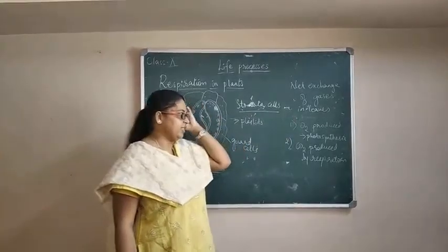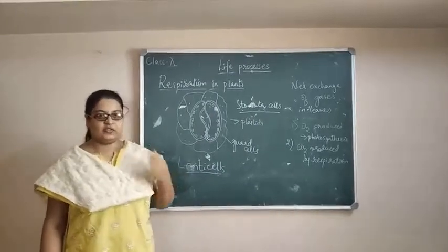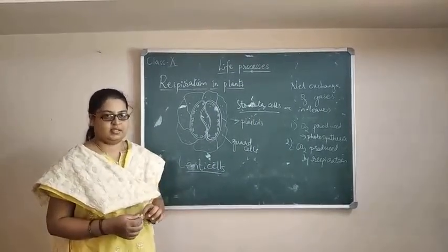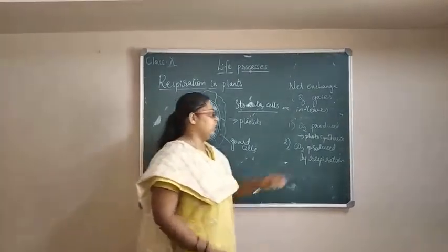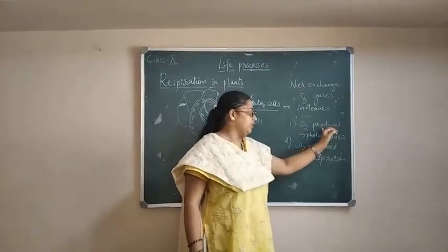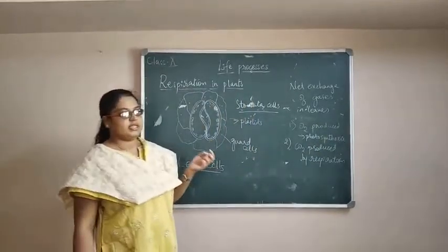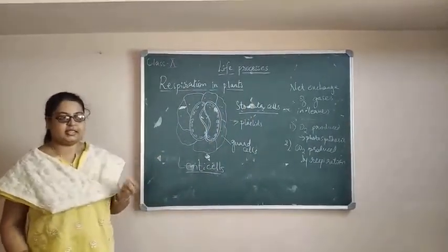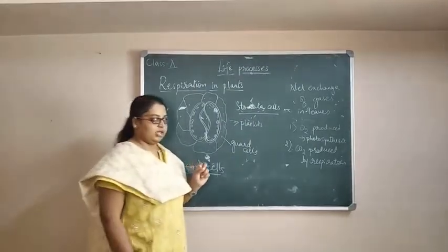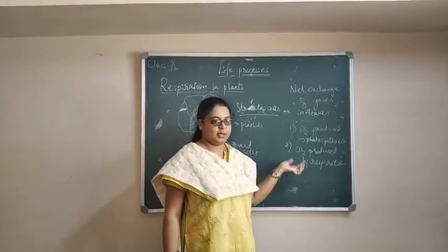During daytime, what happens? Oxygen is produced inside the leaf of the plant by photosynthesis, and in that process oxygen is produced in a larger quantity. And during night time, what happens? There is no supply of sunlight for the plants. Inside the leaves, what happens? Carbon dioxide is continuously produced inside the plant.